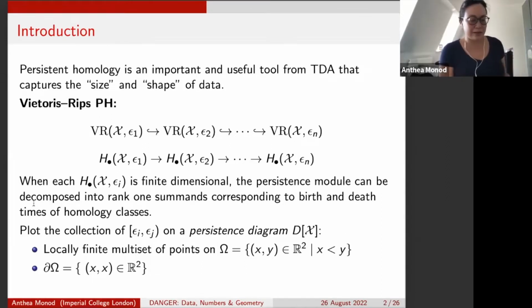So the sequence of inclusions induces maps in homology for any fixed dimension, and for each VR complex we take the homology group with coefficients in a field, and this gives a sequence of vector spaces. This collection of vector spaces together with the vector space homomorphisms is called a persistence module.